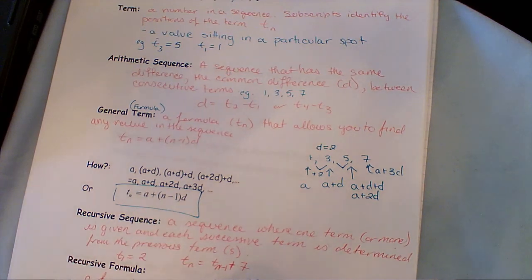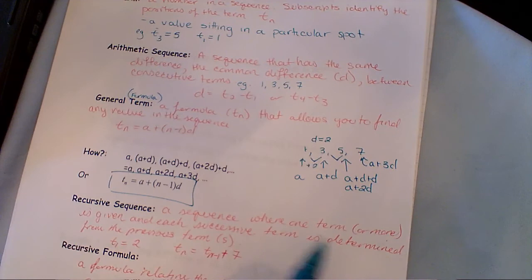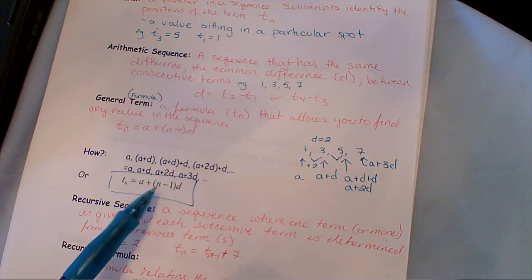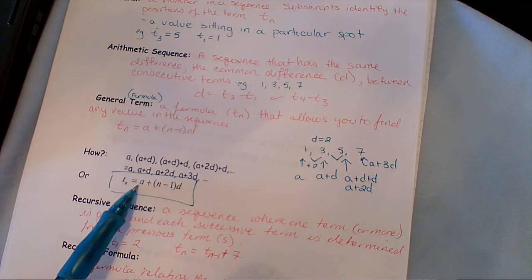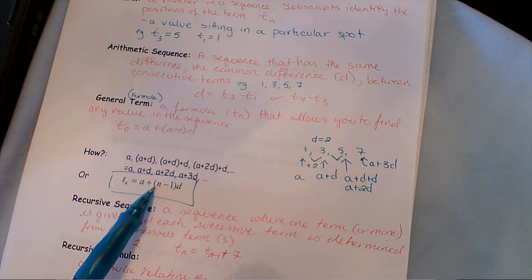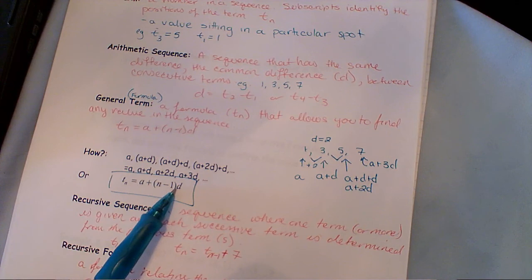Okay, so we talked about recursive. Recursive is a sequence where one term is based on the term in front of it, by doing something to it, like adding 7 or subtracting 2 or whatever it is. We can get a formula that way, but it's not very useful because you always have to know the previous numbers. Here, you don't have to know anything except who started the sequence, what position number you're interested in, and what the common difference is to get you to the next term in line.